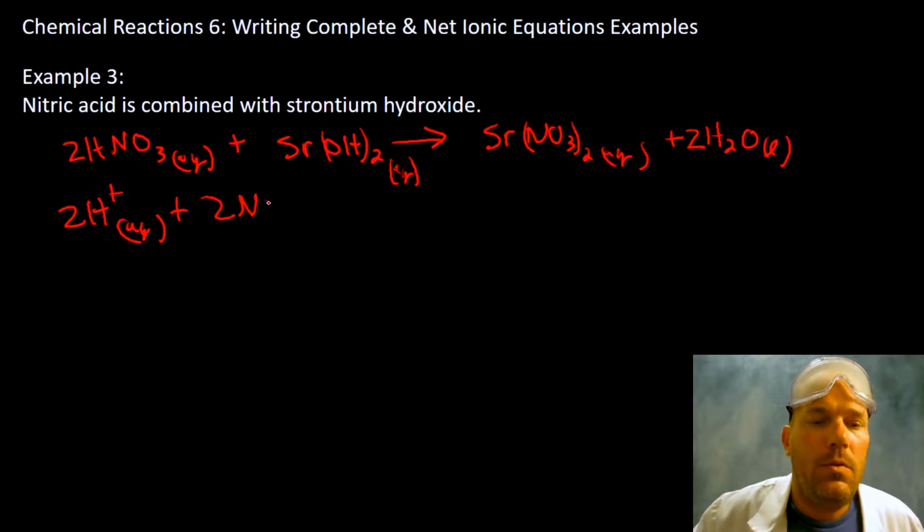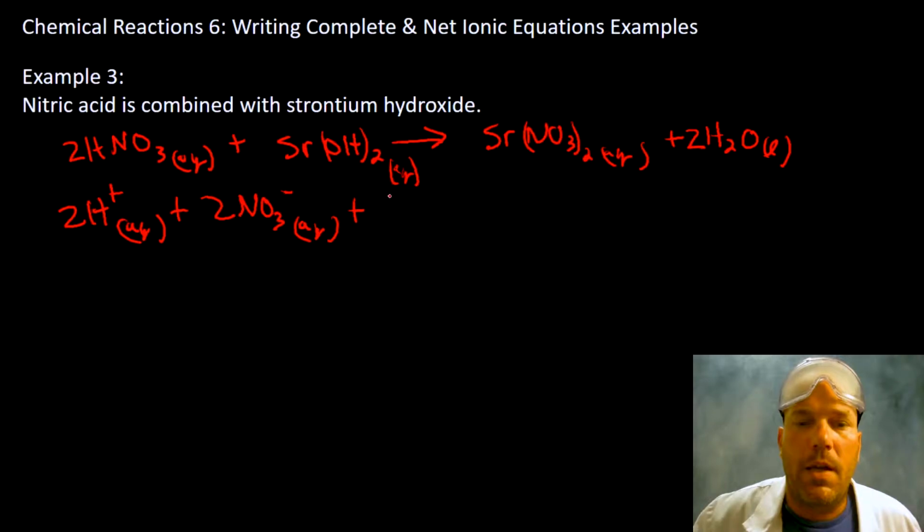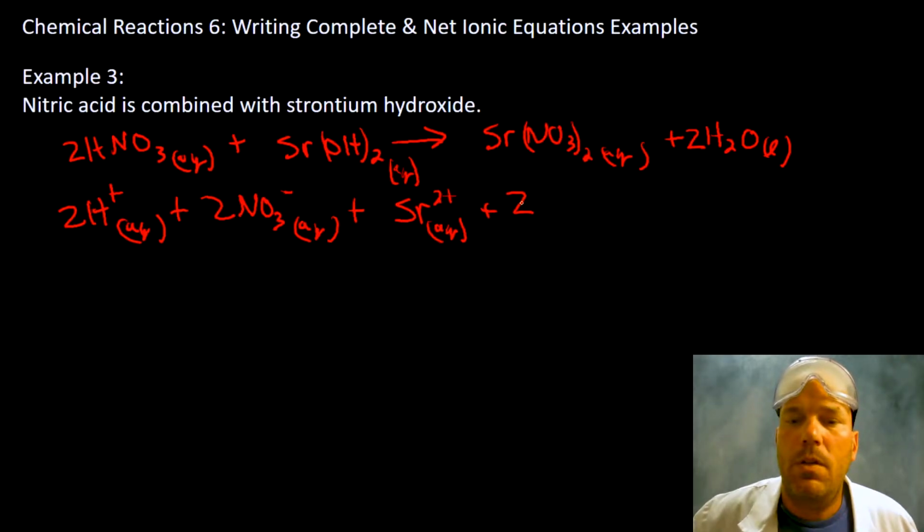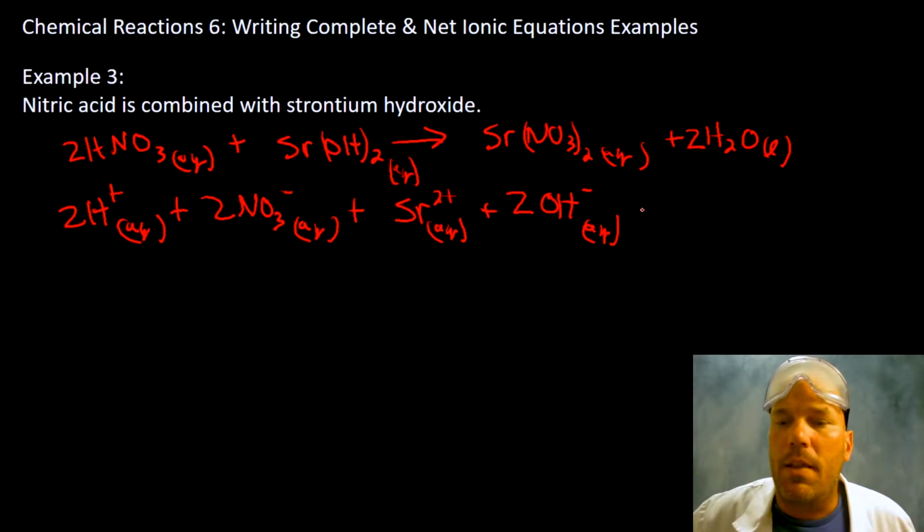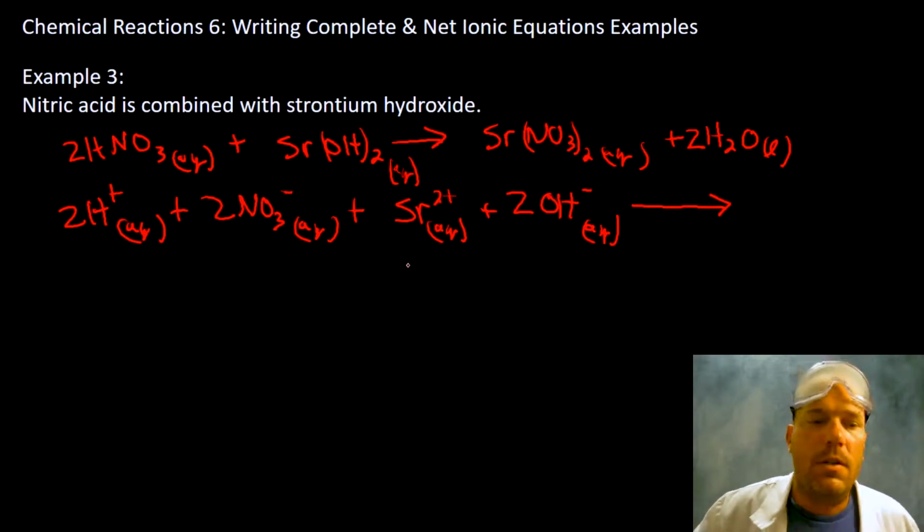We have 2 nitrate anions. We have strontium, which is a group 2. And we have 2 subscripts become coefficients, hydroxide anions, aqueous. And that is going to yield, I'm running out of room, so I'll go over here.